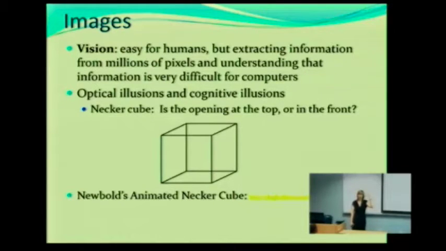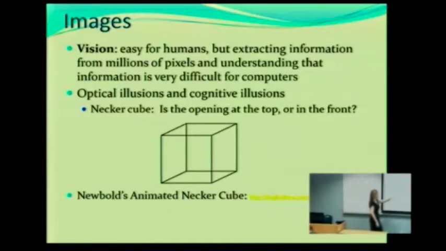But the way we see things is very different from the way computers see. We do not see them as extracting information from millions of pixels. We look at it more as a whole, more as the concept. So let's take a look at some optical illusions, because this is going to give you an idea, again, of how we tend to process visual information. So first we're going to look at the Necker cube.